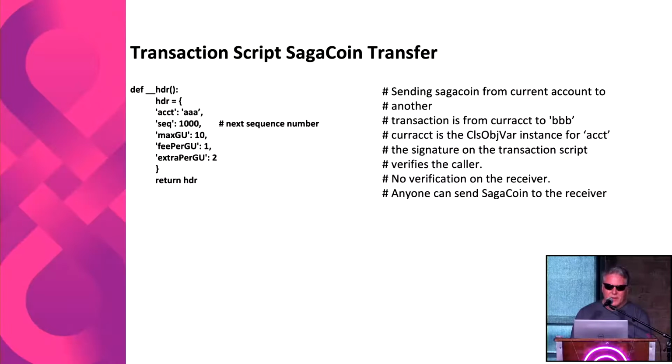So in the header, I'm doing a standard header again, and for the current account, in this case, I'm going to introduce the CURACCT variable, which is, again, a global, something managed by SagaPython. Its value is defined in the header here for the account, in this case, AAA, an arbitrary number. And then the rest of these values are arbitrary.